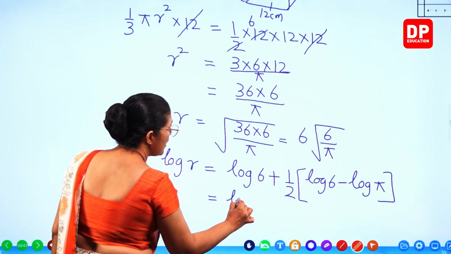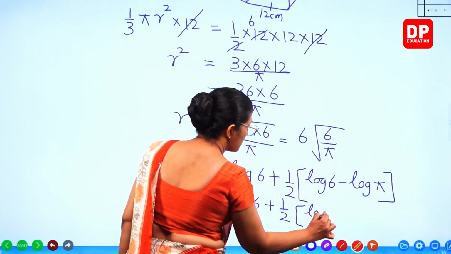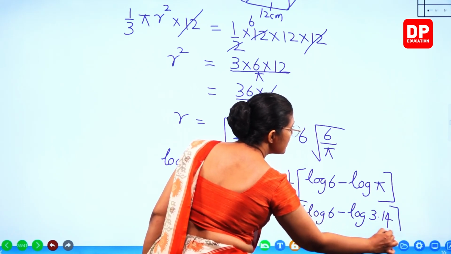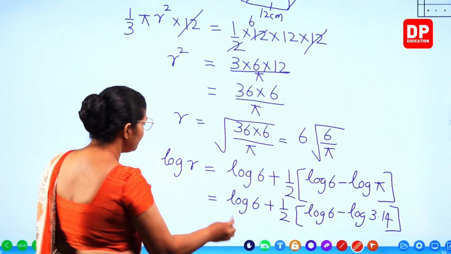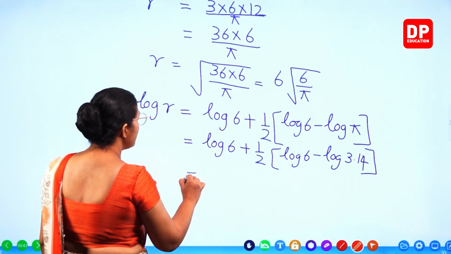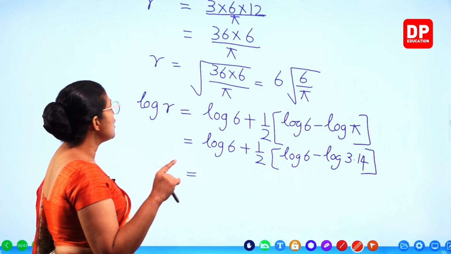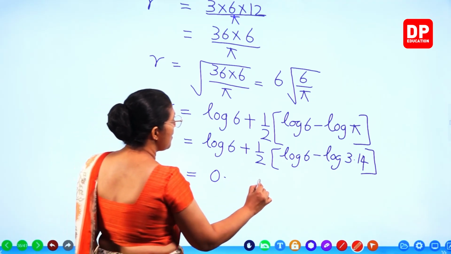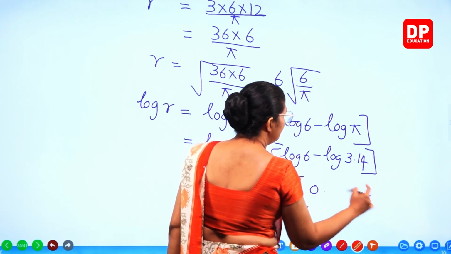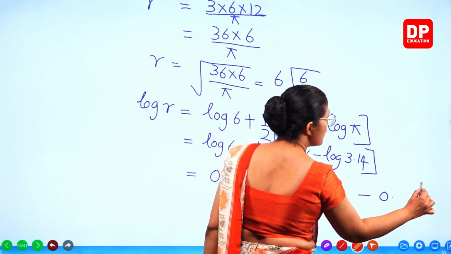Now I get log 6 plus half log 6 minus log 3.14 because pi value is given 3.14. Now before using the logarithmic table, we'll write down the mantissa for each part. 6, when you write in standard form, that's 10 to the power 0, so 0 point something. Plus half, this is also same answer. 3.14 also, when you write in standard form, that's 0 point something. So this is also 0 point something.